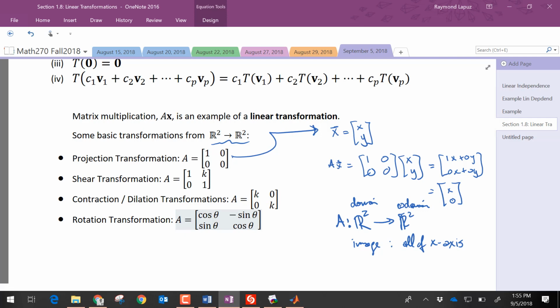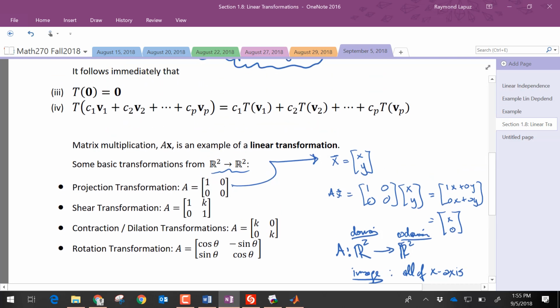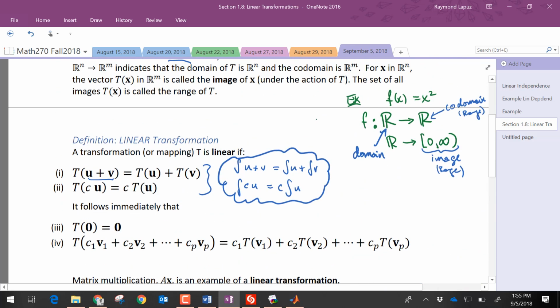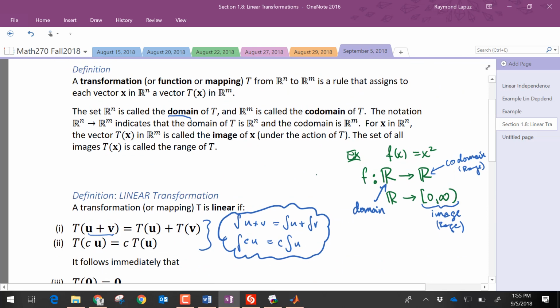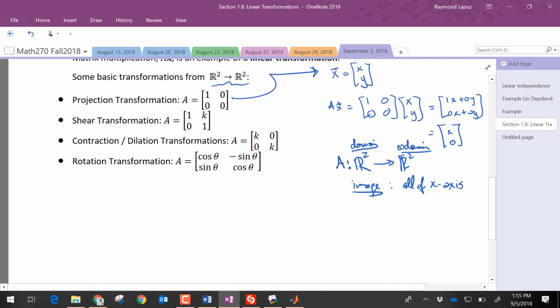Okay. So this is an example of a linear transformation. Now, we didn't actually prove that it's a linear transformation. We know that this is a transformation, a mapping. We've identified the domain, the codomain, and then the range or the image. But now let's actually show that it's a linear transformation.